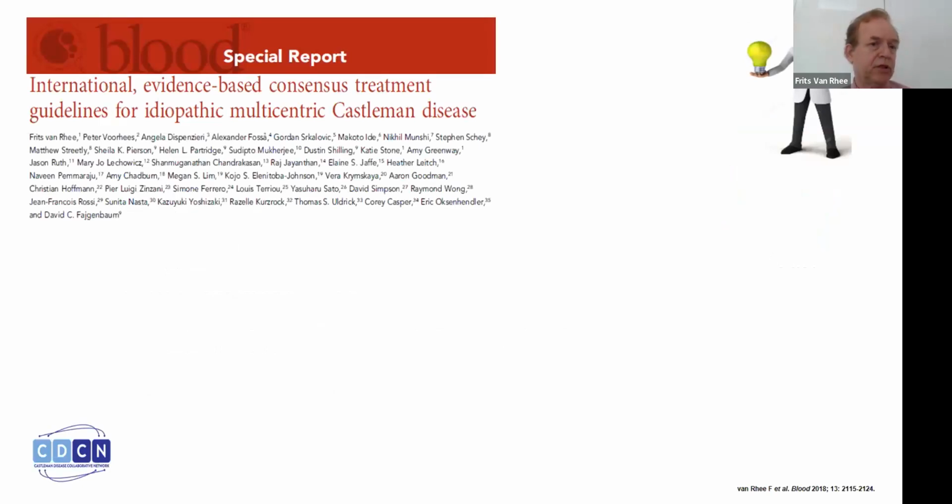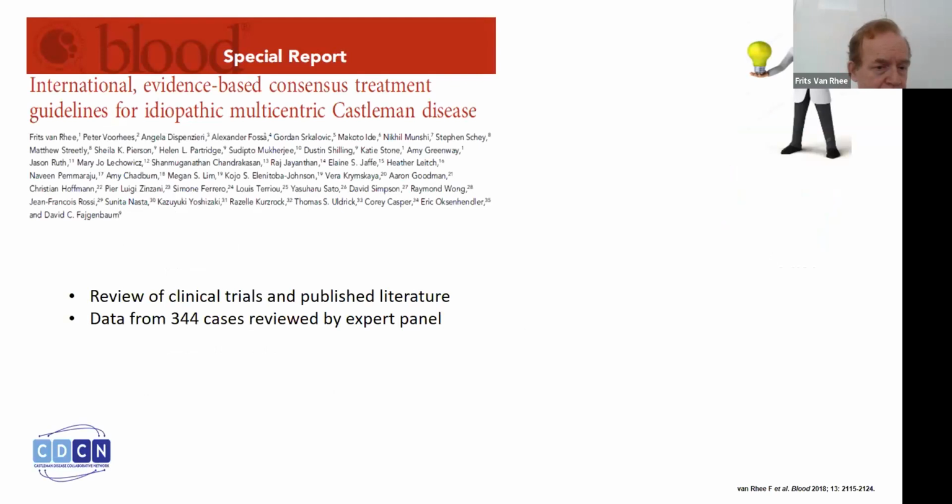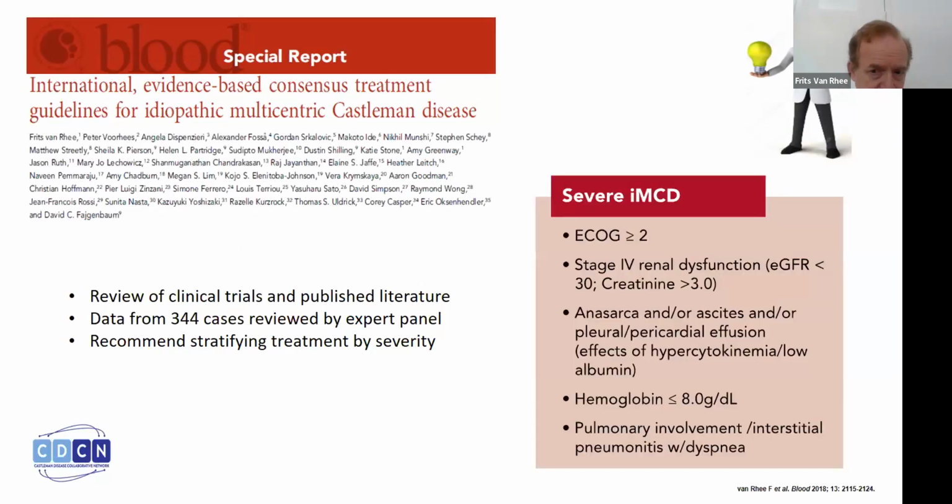So we tried to make some sense of this, and we developed international consensus treatment guidelines for iMCD. We reviewed the clinical trials and the published literature. We looked at 344 cases that we accumulated, and we recommend treatment based on severity of the disease. Severe iMCD, we defined as follows. You need to have 2 out of 5 of these: poor performance status, significant renal dysfunction, fluid overload, low hemoglobin, or pulmonary involvement. Pulmonary involvement, if untreated, will eventually progress to pulmonary fibrosis.